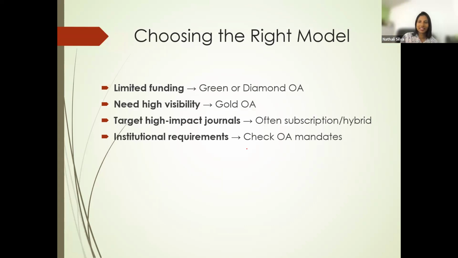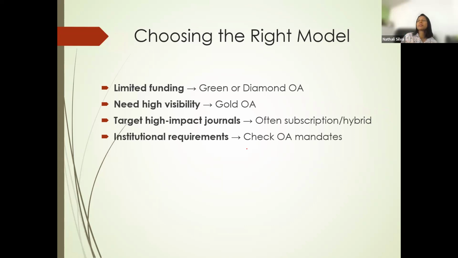Right. Now we have discussed a few publishing models as well. If you have limited funding, it's better you go for the subscription model or check whether the journal has green or diamond open access. If you need high visibility, then gold open access is the ideal one, but still it comes with a considerable article processing charge.